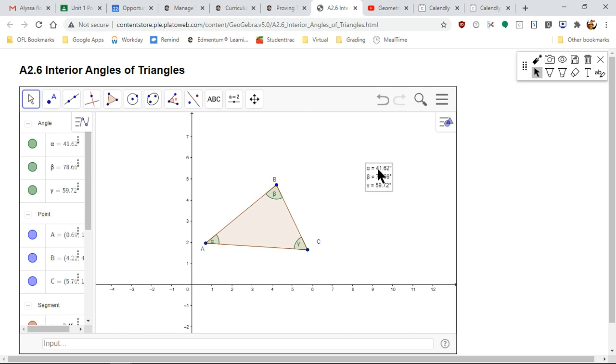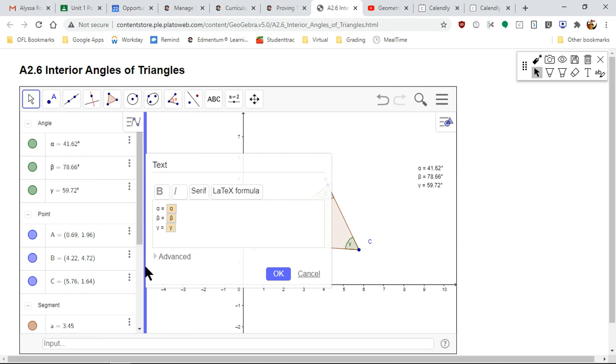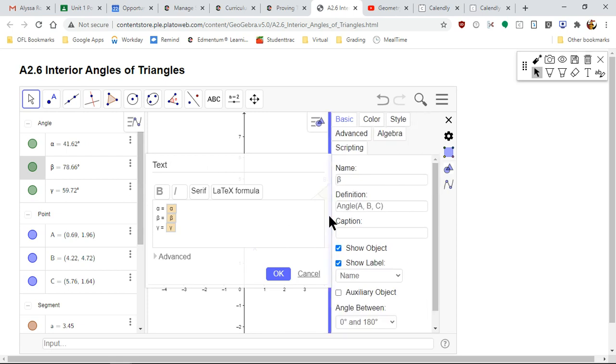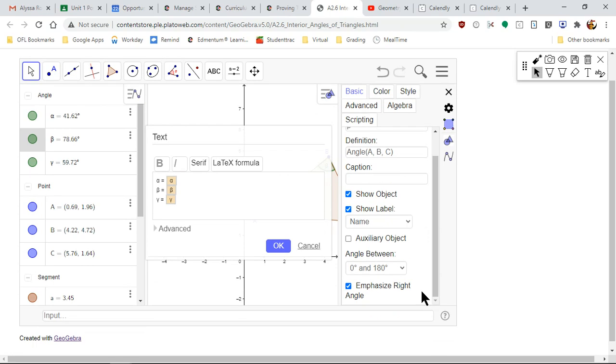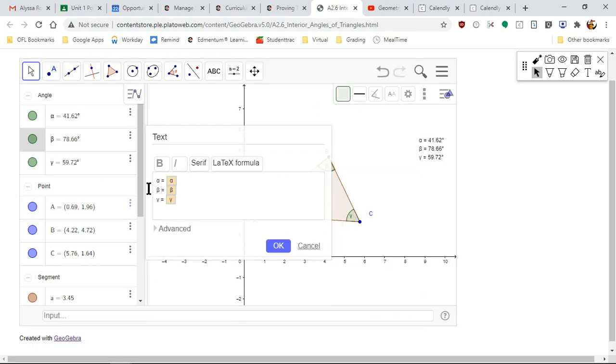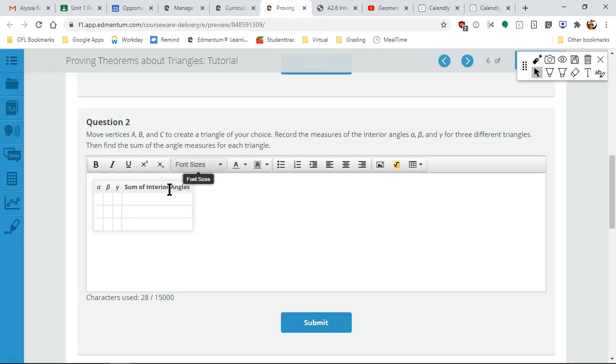Can I copy this? Is there a way for me to just copy this? No. But can I copy it from here? No, doesn't look like I can. I was hoping I could, but I can't. Okay, well, I tried. So let's plug them all in.